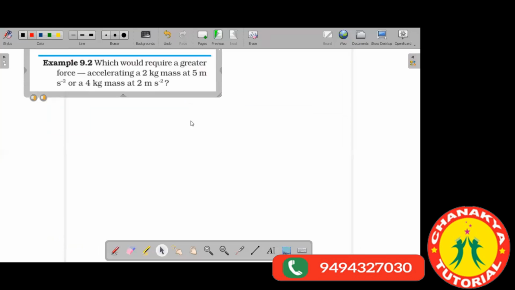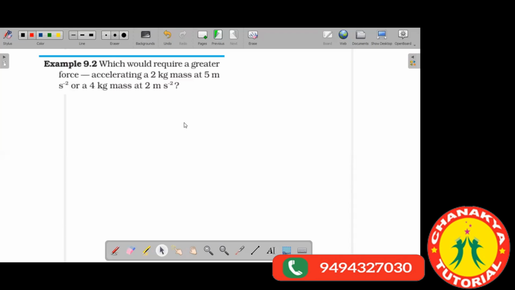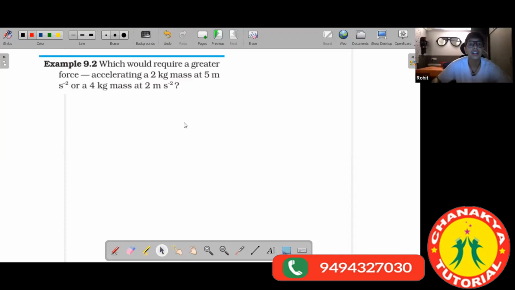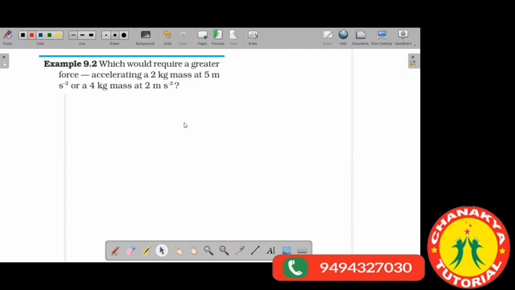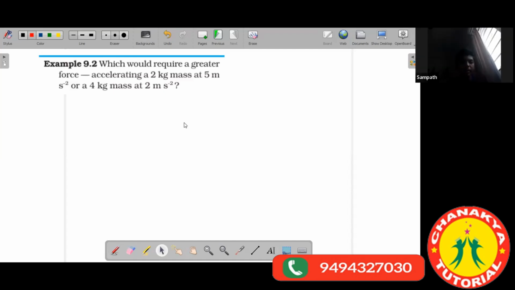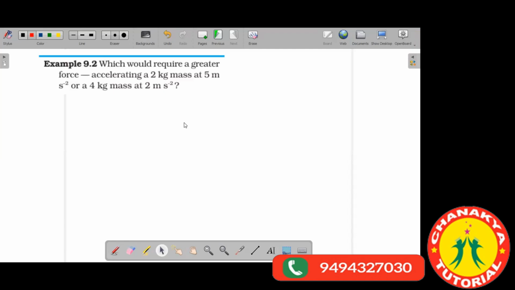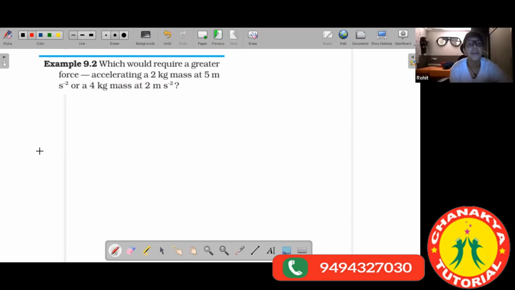Which would require a greater force: accelerating a 2 kilogram mass at 5 meter per second square, or a 4 kilogram mass at 2 meter per second square? Sir, 2 kg mass. So find out the force in both the cases. Sir, 2 kg mass at 5 meter. Sir, 2 kg mass needs more. If you are accelerating a 2 kg mass at an acceleration of 5 m/s², the amount of force that you require is 10. Sir, but for the second one, the amount of force is 8.